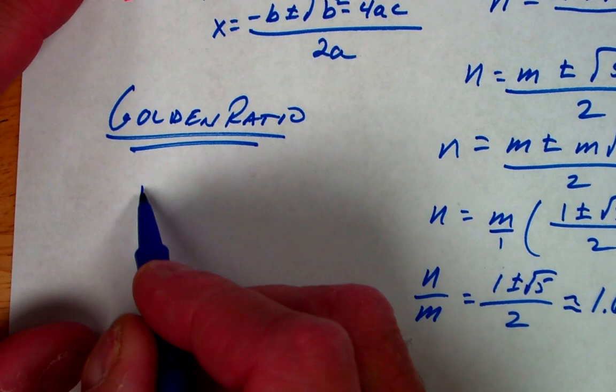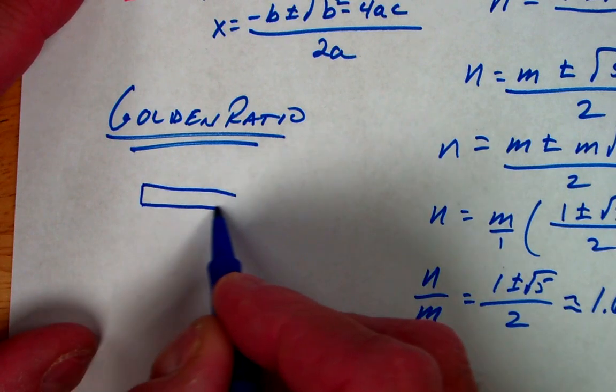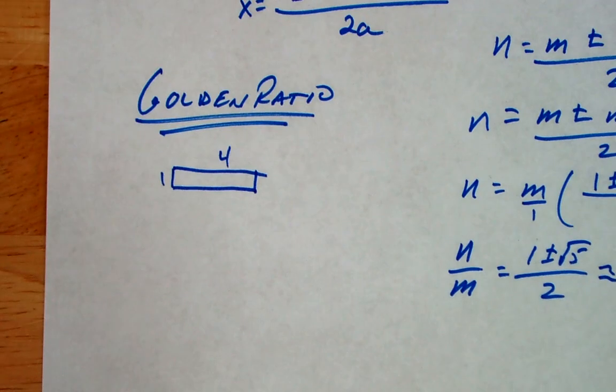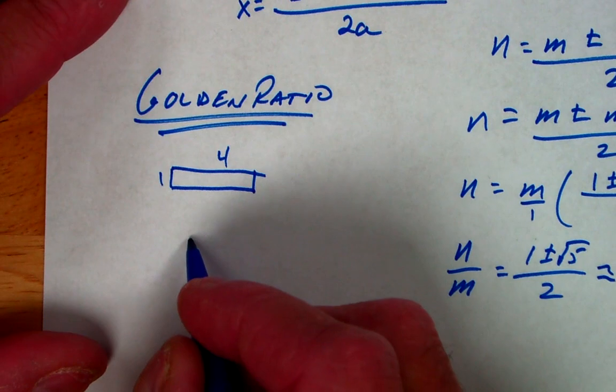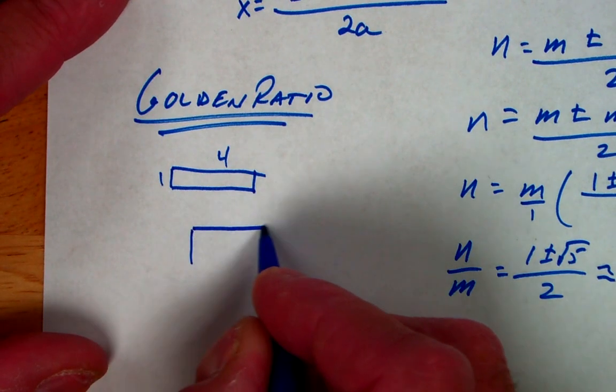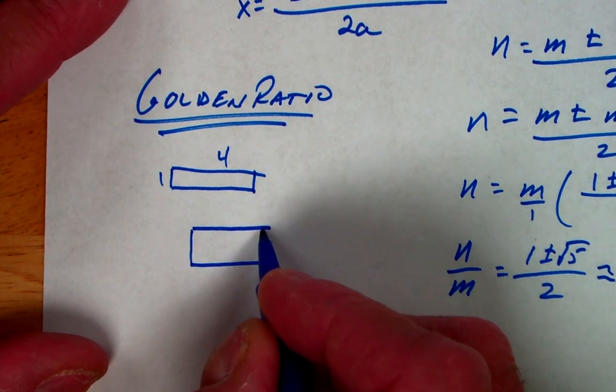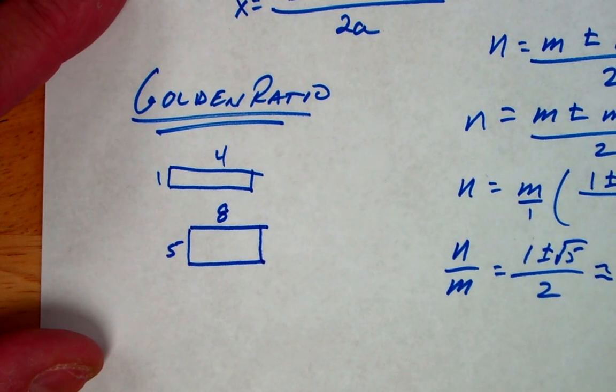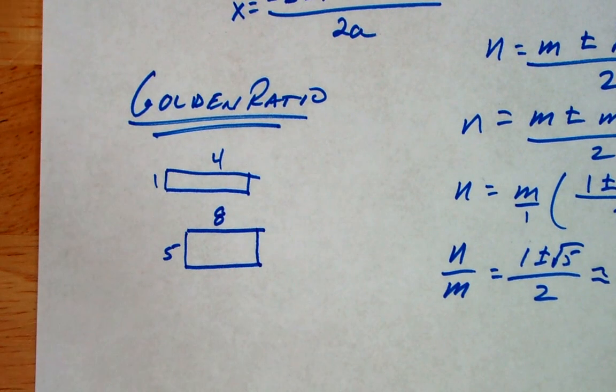For example, if I would take and say this is 4 and that's 1, is that a good looking rectangle? No, it's not. It's too long. It's too skinny. It's just not good. Okay? But if we build something that is using the golden ratio, where this might be 8 and that might be 5, now that's a good looking rectangle.